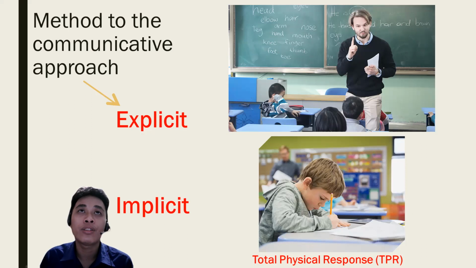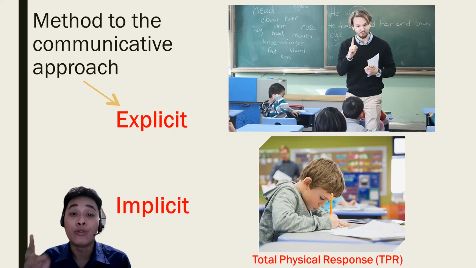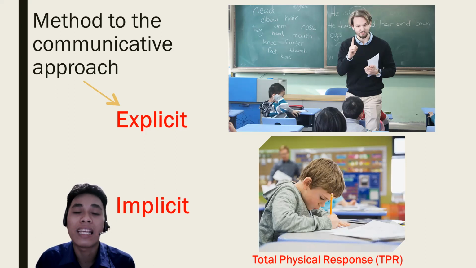So we, as teachers, can use the communicative approach, because as we know, young learners are listeners. So the communicative approach is the best way. When we come to the classroom, we need to use this method, the communicative approach. And the communicative approach is divided into two, explicit and then implicit. So what is actually explicit?